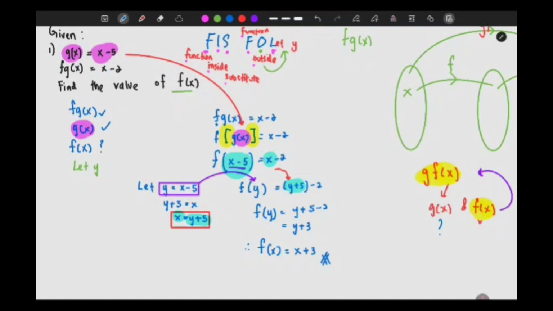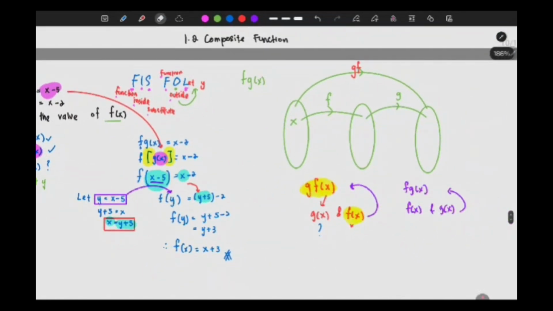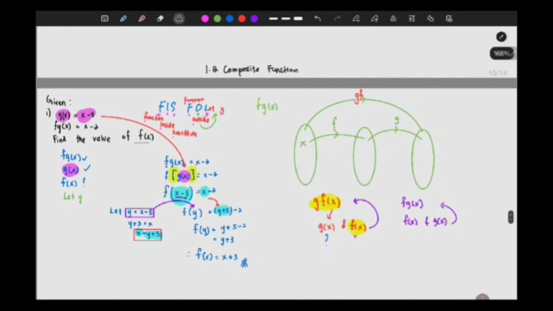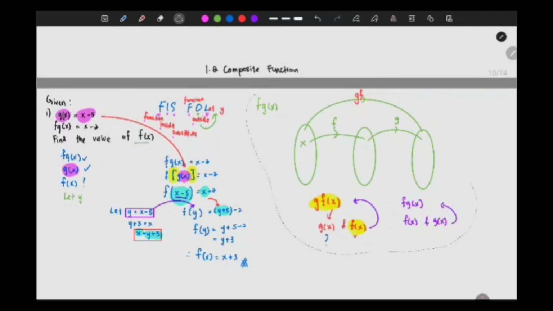Maybe I should erase this thing. Or bring this aside. So annoying. Okay, I'll put it here.